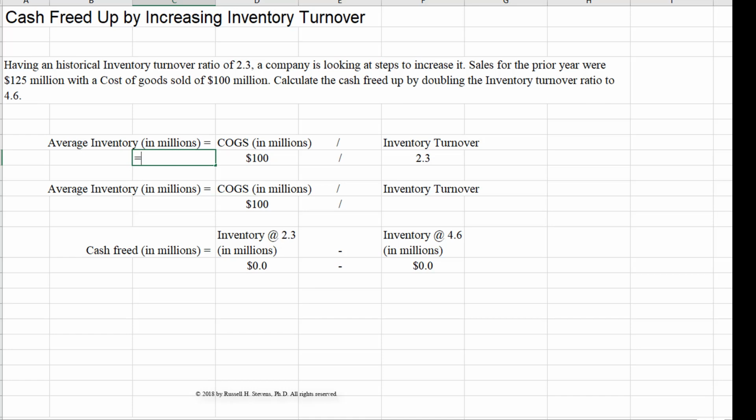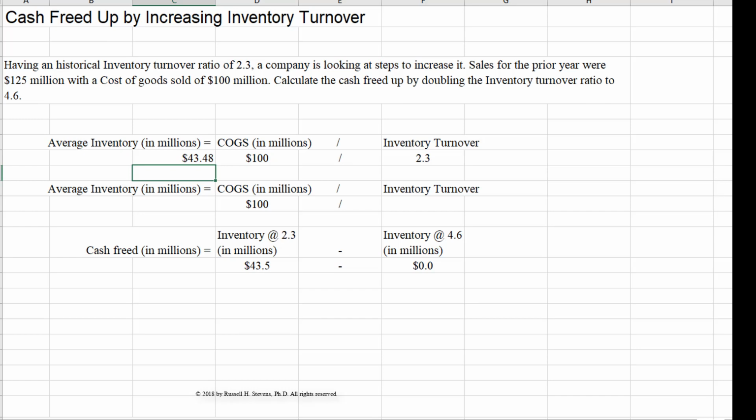Type in an equals sign. Highlight the 100. Type in a slash denoting division. Highlight the 2.3 and press Enter. The historical average inventory is shown as 43.48 million.